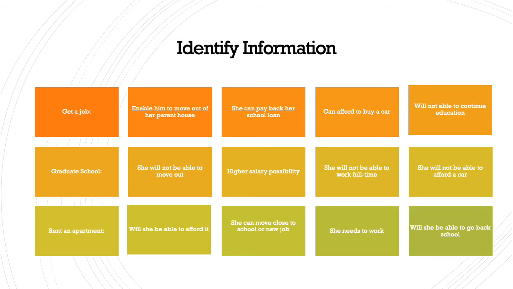Step 3 of this process is to identify information and important factors to consider. First, let's look at the possibilities and questions related to each decision. If Irsa decided to get a job, that will enable her to move out of her parents' house, she can pay back her school loans, she can afford to buy a new car, and she will be able to continue her education.